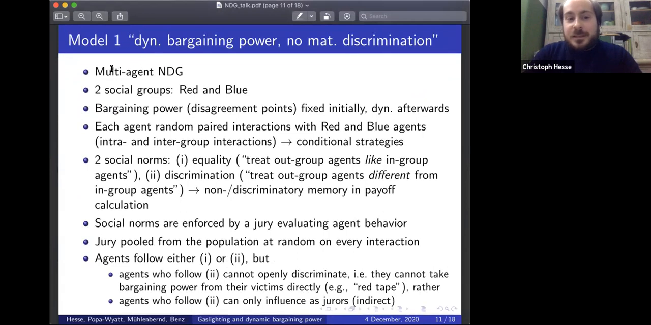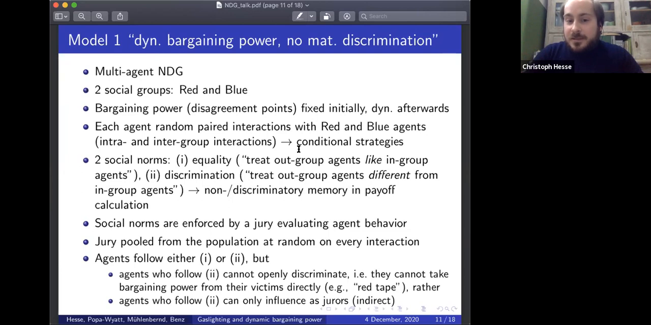So the first model, just to be a bit more specific, what it does and what it can do and what it cannot do, is it's a multi-agent Nash demand game. It has two social groups, the reds and the blues. The bargaining power via the disagreement points is fixed initially, but is dynamic afterwards. Each agent is randomly paired for interaction with red and blue agents, so agents from both groups. We don't only have red-blue interactions, you have red-red interactions and blue-blue interactions.